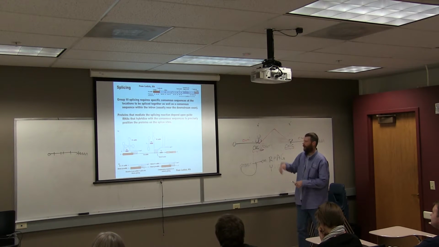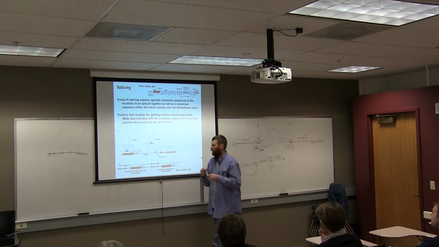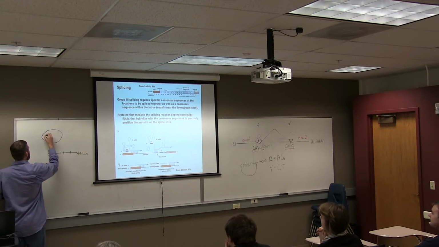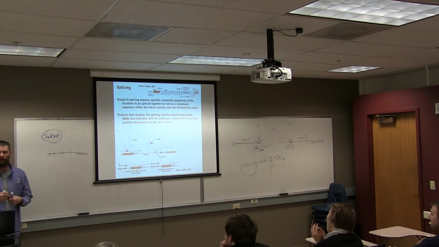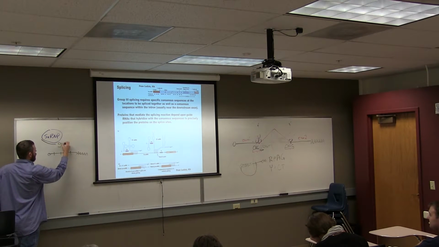So these proteins that bind, how do they find that consensus sequence? That complex of proteins that I drew? SNRP, it actually has its own little RNA. And we call it a guide RNA.